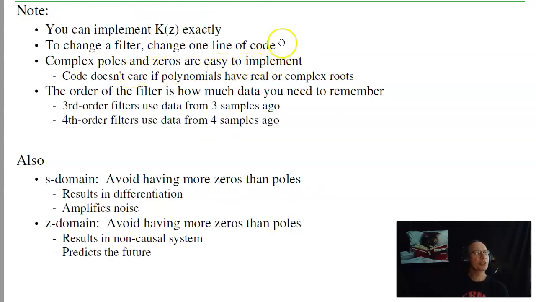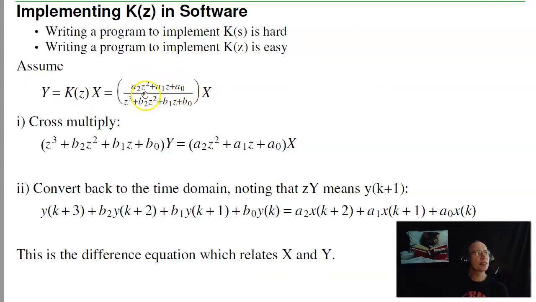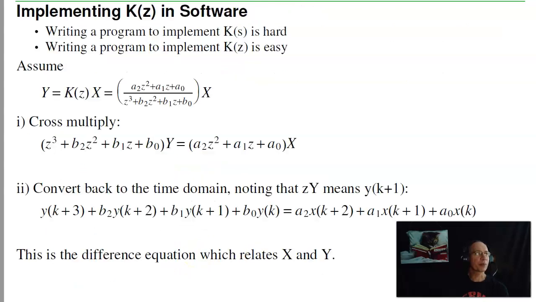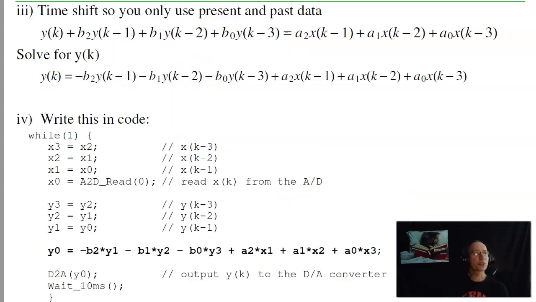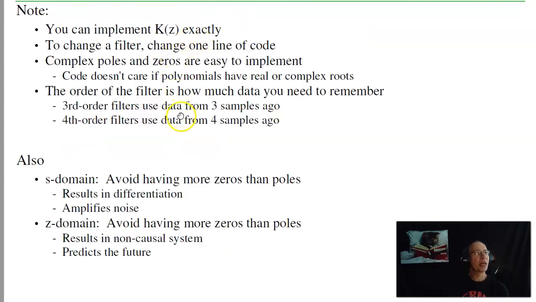Complex poles and zeros are very easy to implement. Note back here, these could be real roots, they could be complex roots. I don't really care. All they do is change the numbers that you multiply. Again, these are going to be real numbers. I don't really care what the roots of the polynomials are for implementation. So real roots, real poles, complex poles, not a problem. And the order of the filter determines how far back you have to go. A third order filter means I use data from 3 samples in the past. A fourth order filter means I use data from 4 samples in the past.